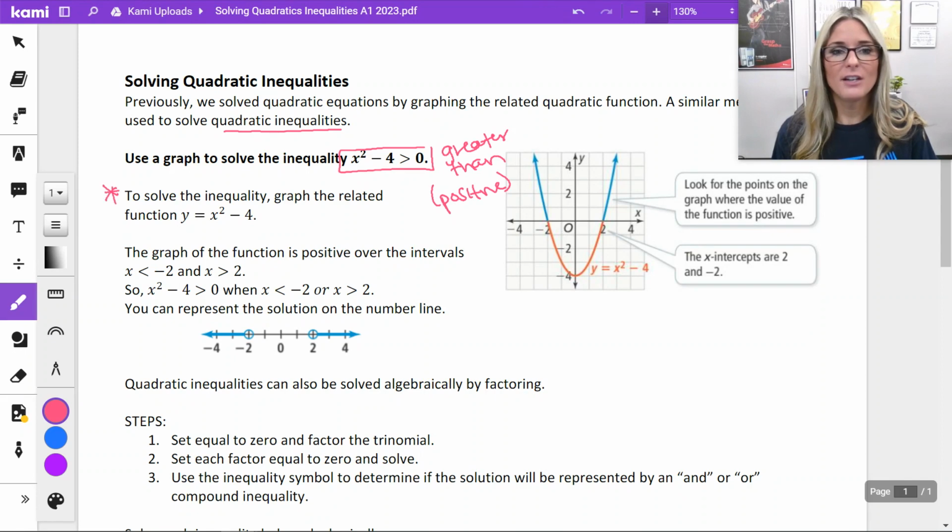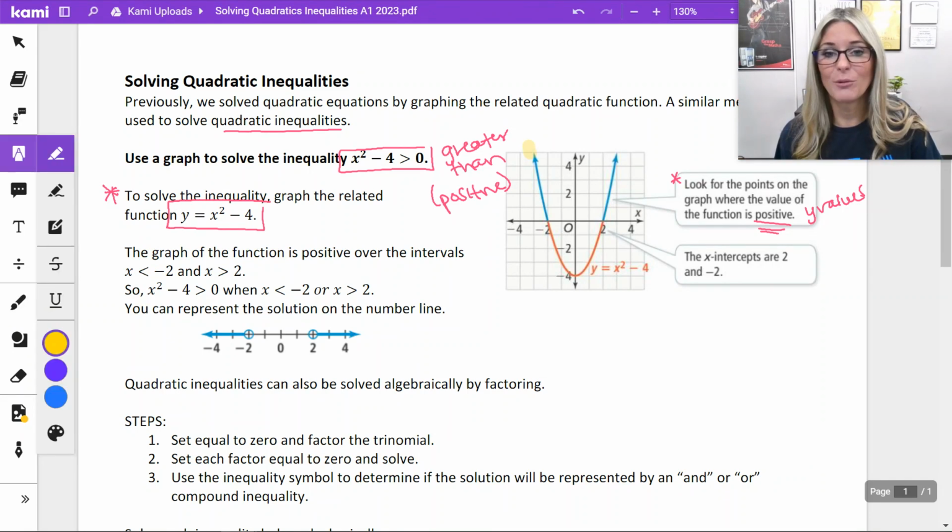So to solve the inequality, graph the related function y equals x squared minus 4. And that's been done over here to the right. They graphed y equals x squared minus 4. And if we're considering where it's positive, look at this first comment bubble. Look for points on the graph where the value of the function is positive. And we are considering the y values. So anywhere that is above the x-axis.